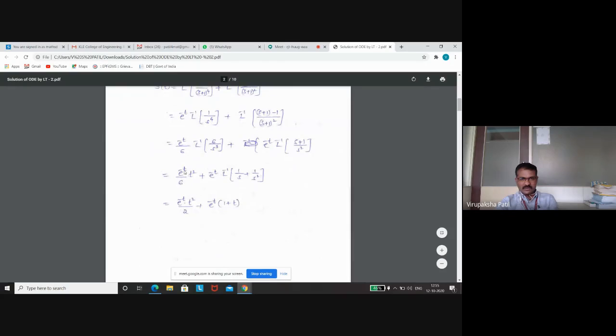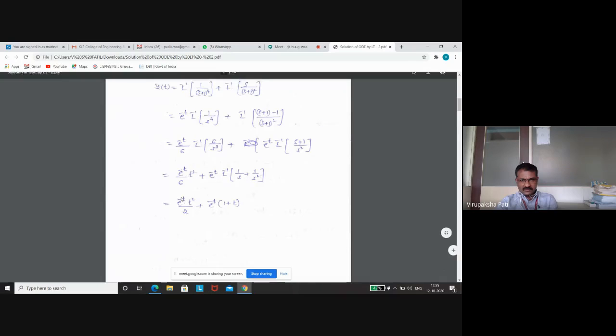So then this is t cube into e to the power minus t divided by 6 only. There is a little writing confusion, this is 6 only. Then this is e raised to t as it is. L inverse of 1 by s is 1, and this is minus, not plus, minus L inverse of 1 divided by s square, which is t. This is your final answer.